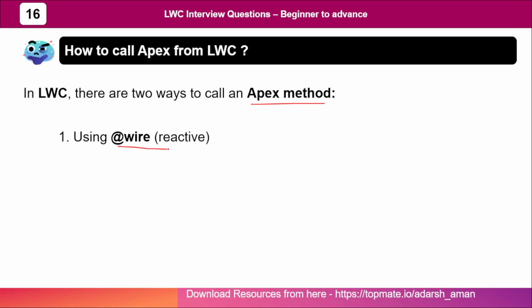It gets called every time the component loads or any of the reactive parameters change; the wire will automatically get called. The other way is to use an imperative Apex call. This is manual. Let's say you want to call an Apex method whenever you click a button, whenever you are submitting a form, or whenever you are performing a search. In those cases you want the Apex method to get called manually, not by default. So wire will get called automatically and this we are calling manually.